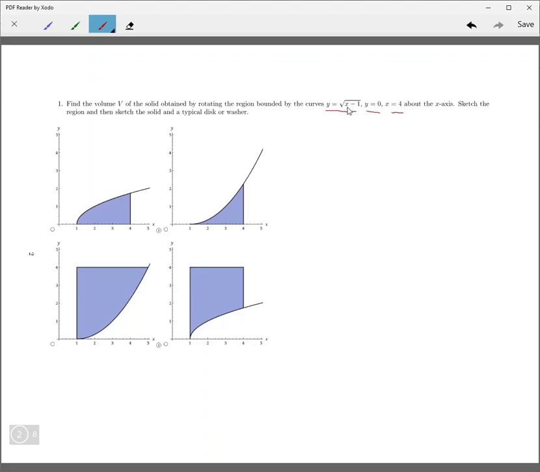So y equals the square root of x minus 1. If you square both sides of this equation and solve for x, you get x equals y squared plus 1. This is a parabola that opens up to the right, and it's actually this one right here. It's just the upper half of it.